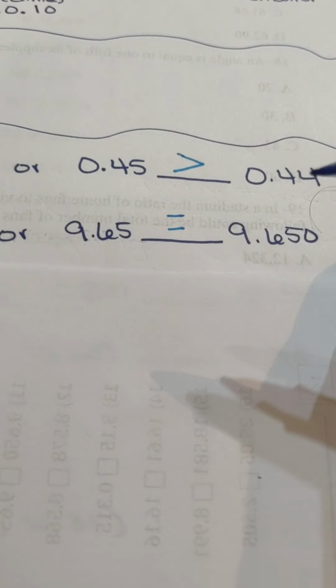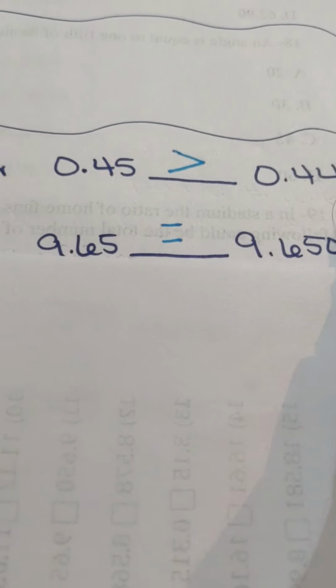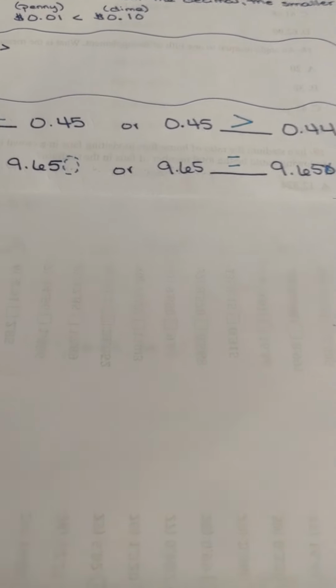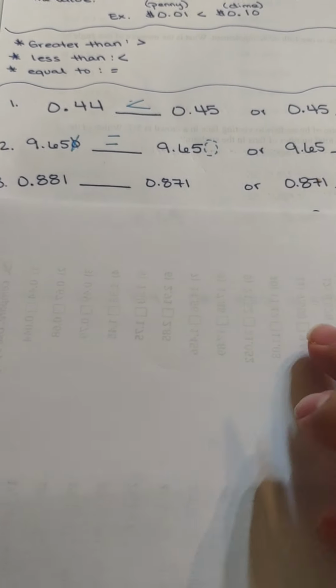So here, of course, it's the same thing, like I said. These two are also equal. 9.65 is equal to 9.65, and of course they include that 0, but we don't have to include it. I'll scratch it off. Okay, hopefully that made sense. Next one.